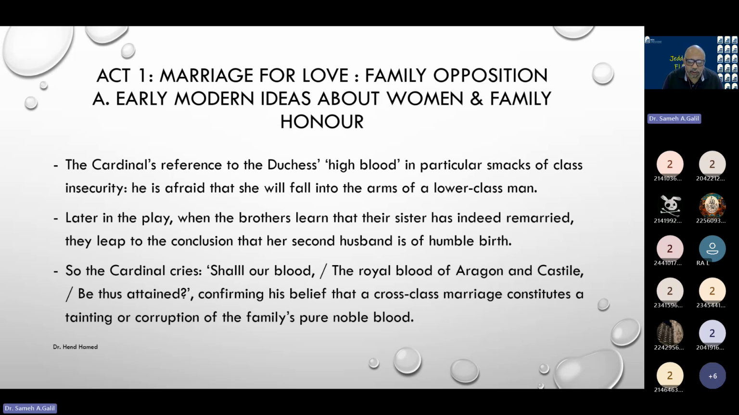And that's why from time to time you have people like the Cardinal shouting and talking about the royal blood of Aragon and Castile and how that can be contaminated if she gets married to the wrong guy. And obviously, they don't believe in these cross-class marriage schemes. This for them constitutes a tainting or corruption of the family's pure noble blood.